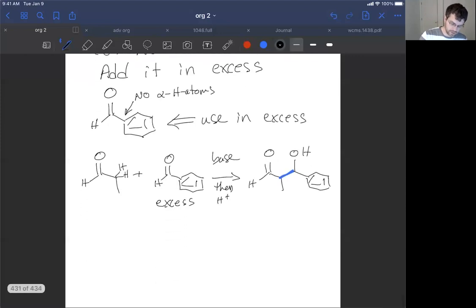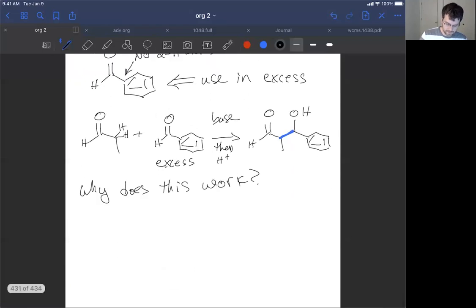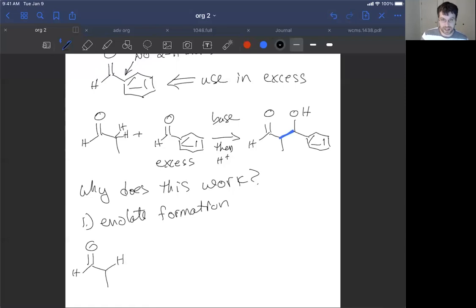Now, why does this work? Okay, let's break this down. Let's do step 1. Enolate formation. Hey, there's a ton of benzaldehyde. Isn't that going to interfere with the enolate formation? If we look at benzaldehyde, it doesn't have any acidic hydrogen atoms, so it's not going to react with the base at all, okay? So we only have one option for our base to start. We just have the alpha hydrogens on this particular aldehyde.